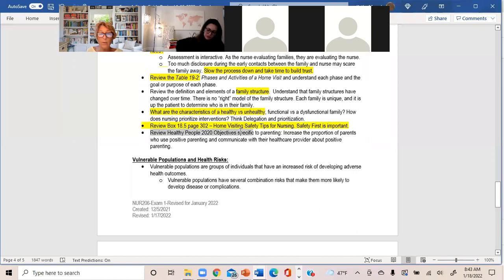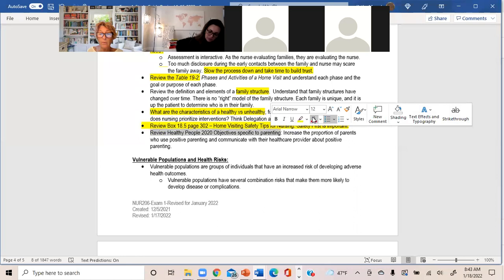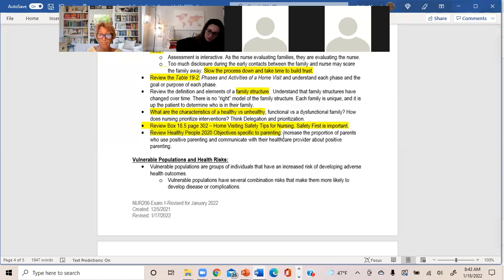Review Healthy People 2020 for parenting. Here's what we need to know about that. What were the goals? We're listing them right here for you. Review Healthy People 2020 objectives specific to parenting. I'm thinking that is maybe still in chapter 18. Right here. What are the objectives? Here's a couple of them. Increase the proportion of parents who use positive parenting and communicate with the healthcare provider about positive parenting.